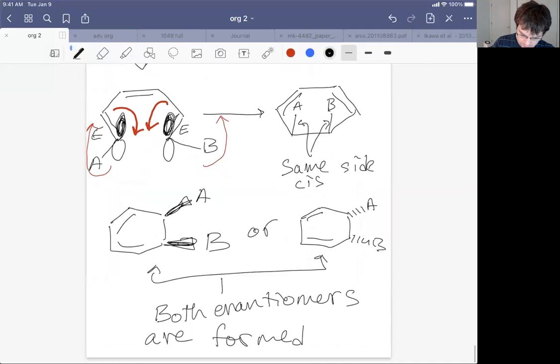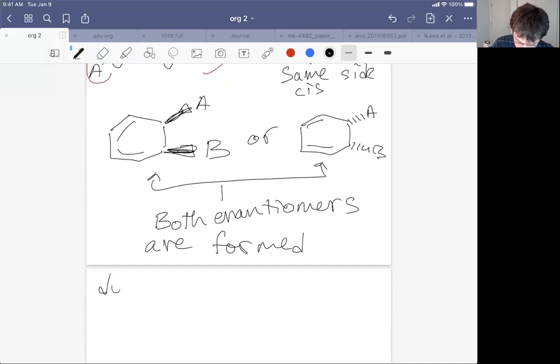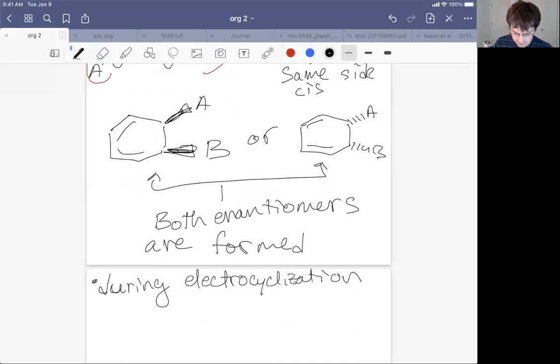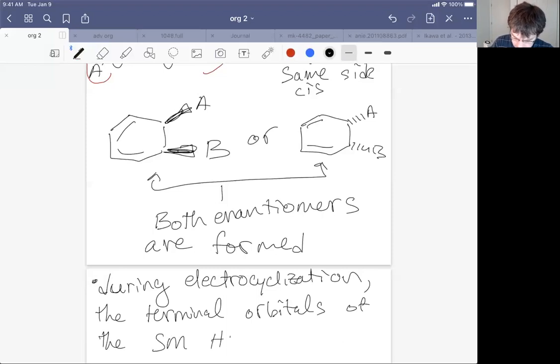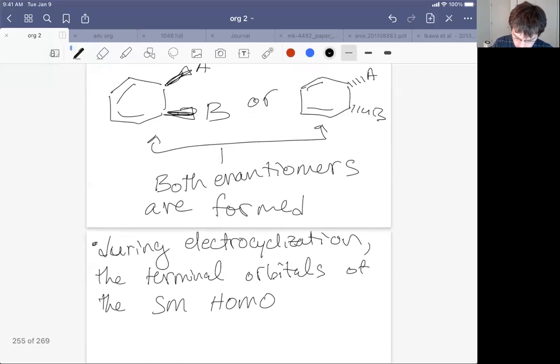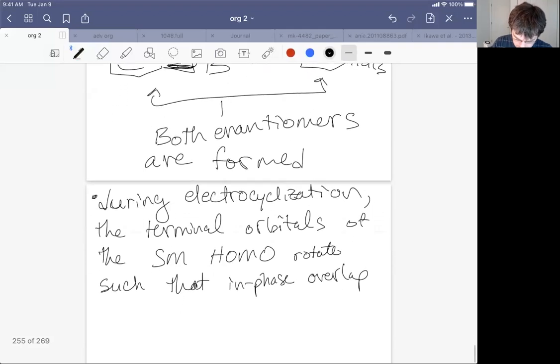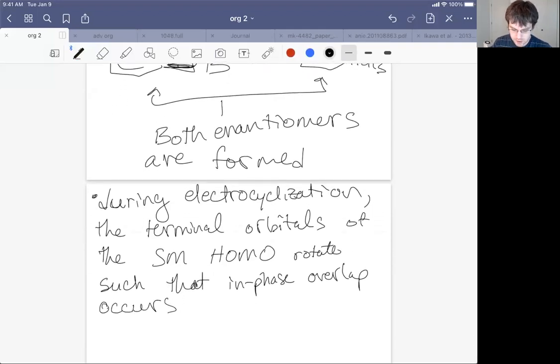So in this case, just to recap, what's happened here is during electrocyclization, the terminal orbitals of the starting material's highest occupied molecular orbital rotate such that in-phase overlap occurs.